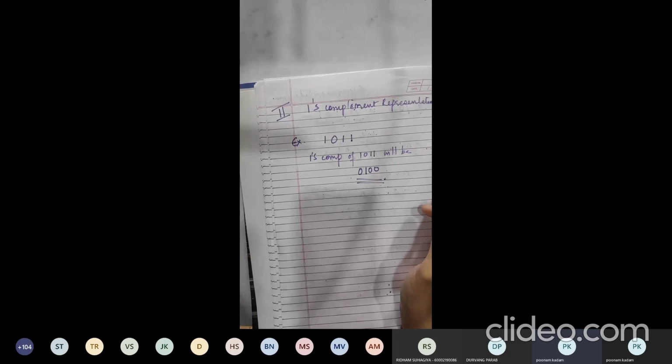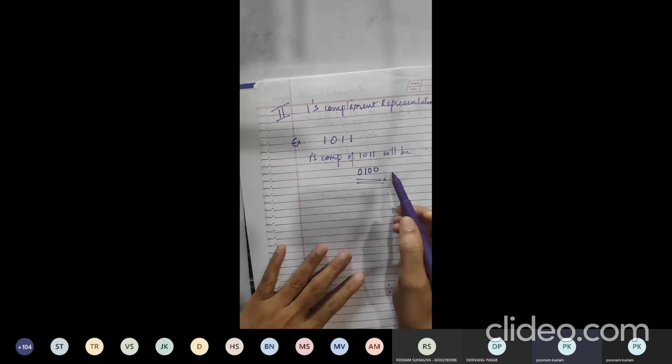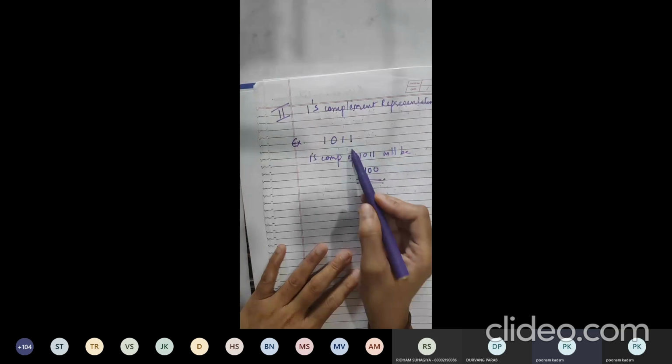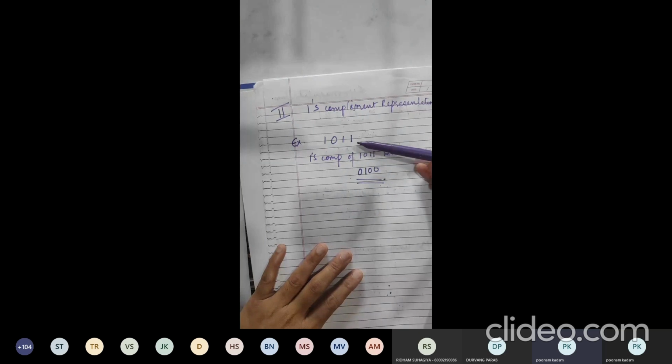So thus the two numbers would be complement to each other. These two are complement to each other. So if one of these numbers represents a positive binary number, the other will represent a negative binary number.